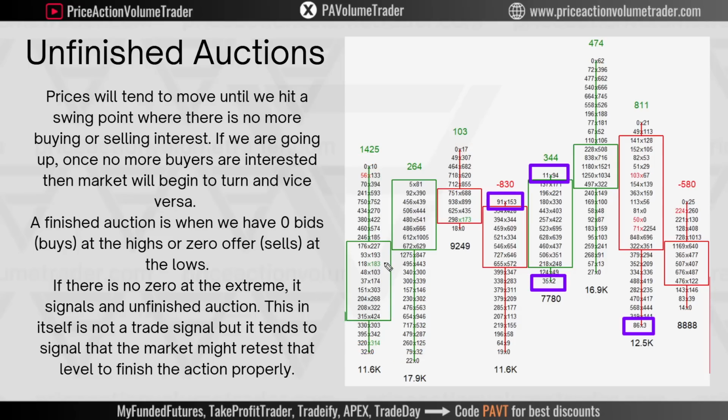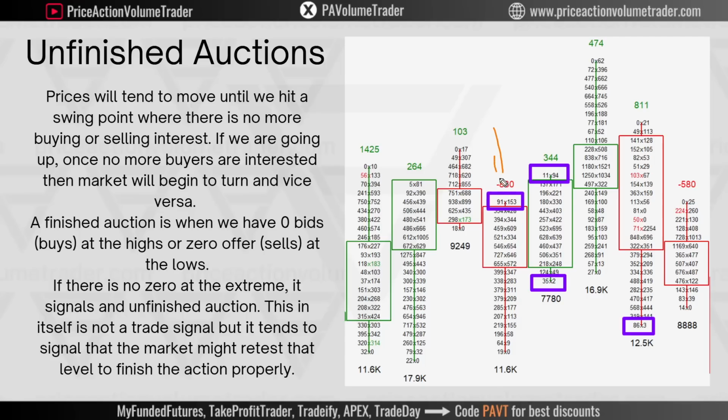If there is no 0 at the extremes, it signals an unfinished auction. This in itself is not a trade signal. Like, it doesn't mean that just because it's unfinished you're going to get long or short immediately. You're just using it in the context that market tends to want to be as efficient as possible. And so this is a signal that this level might not have been completely finished yet, and we could be due for a retest in order to properly finish the auction.